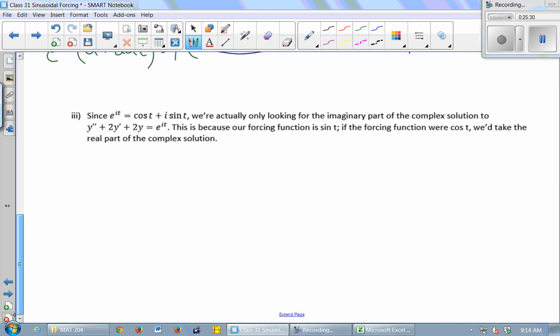So when I come back down here, it says since e to the it is cosine t plus i sine t, we're actually only looking for the imaginary part of the complex solution, right? Because I only want a forcing function of sine in this problem, because our forcing function is sine of t. If the forcing function were cosine of t, we'd have taken the real part of the complex solution. So my y particular is 1/5 cosine t minus 2/5 sine t.